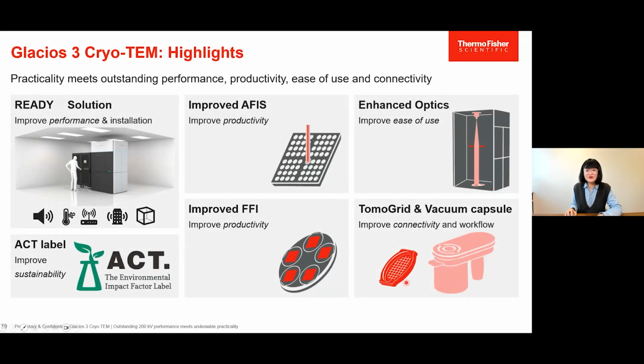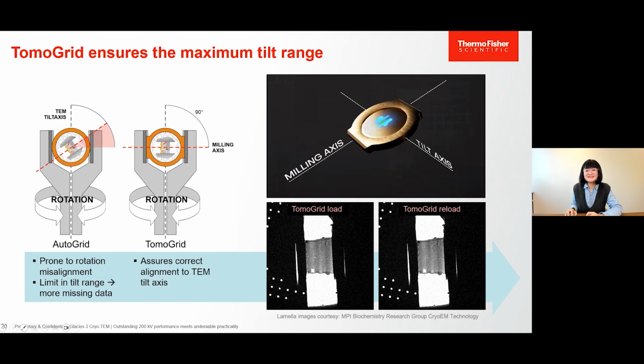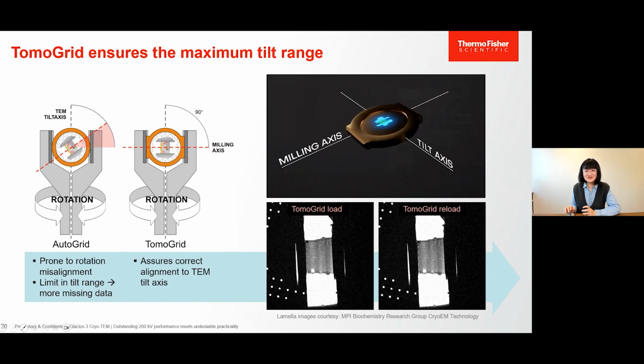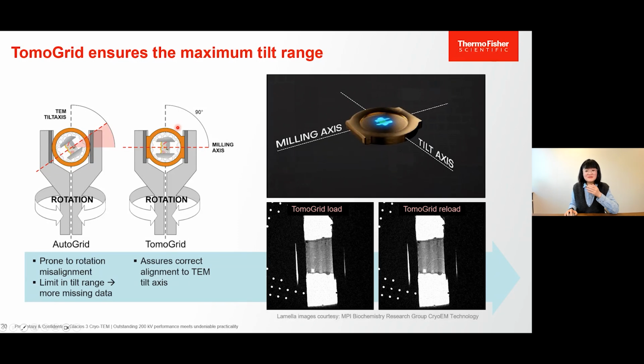So for the connectivity and workflow improvements, Glacios 3 is now compatible with AutoGrid and vacuum capsule. The AutoGrid is a grid with slanted edges, which locks the orientation of the grid. This ensures the milling axis and the tilt axis are perpendicular to each other, which ensures the maximum tilt range and minimizes the missing data in the tomogram.